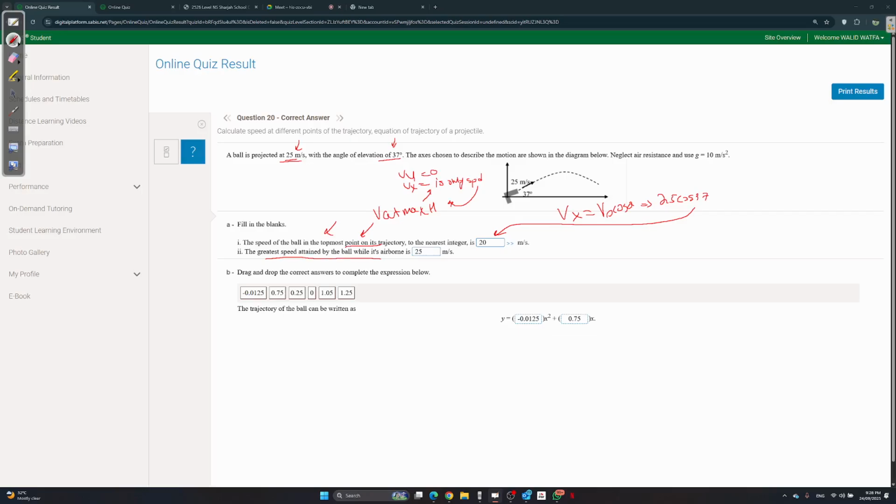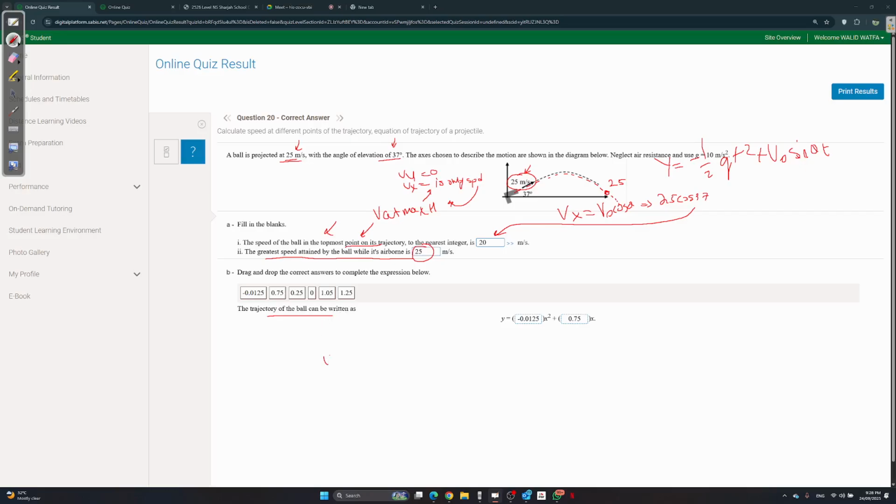The greatest speed attained by the ball while it's airborne. Always take it as a rule from me: if it's a symmetrical parabola or symmetrical projectile, the greatest speed is the speed you're starting at and ending at. If you're starting at 25, here you're also going to finish at 25 because it's symmetrical. If it's going down, then you need to do this equation. But I doubt he's going to get it in the CA.